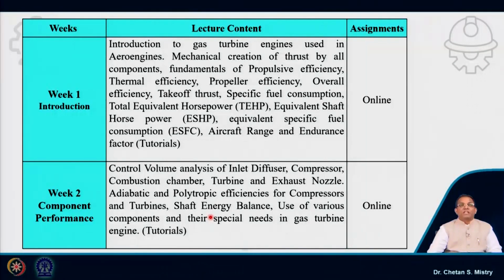Then we will be discussing about the ideal component performance as well as actual performance of these components. That is what has been characterized in terms of adiabatic or polytropic efficiencies. We will be discussing about shaft energy balance. We will be discussing about what all are the uses or special needs of these components for aircraft engines.